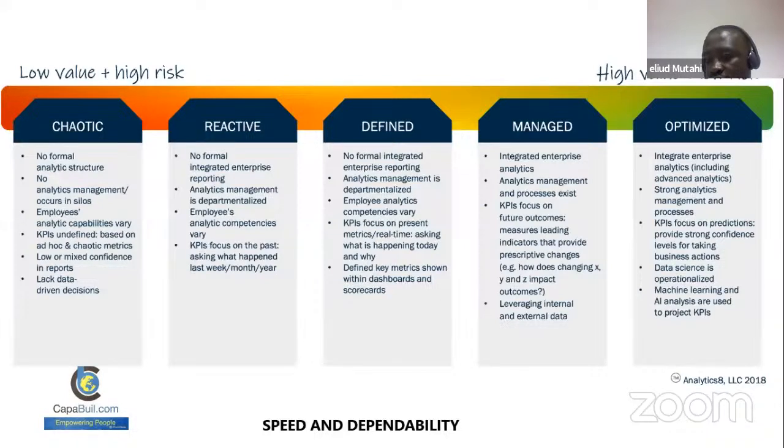So we also talk about strong analytics management, and that is basically managed. When you are optimized, you can talk about integrated enterprise analytics, which includes advanced analytics. You'll also have strong analytics management and process. You're going to have the KPI focus on predictions. You'll also be able to provide a very strong confidence level in taking business actions. Data science can then optimize that, and machine learning can incorporate other technologies like AI analysis, also used in projecting KPIs.